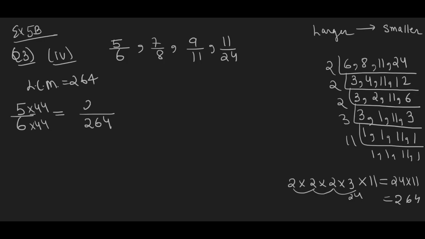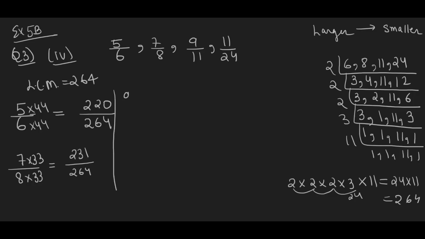So this is 220. Now, next, 7 upon 8 equals 264. Now do the same thing. Divide 264 by 8 and you get 33. And you multiply with the numerator also. So 7 multiplied by 33 will be 231.